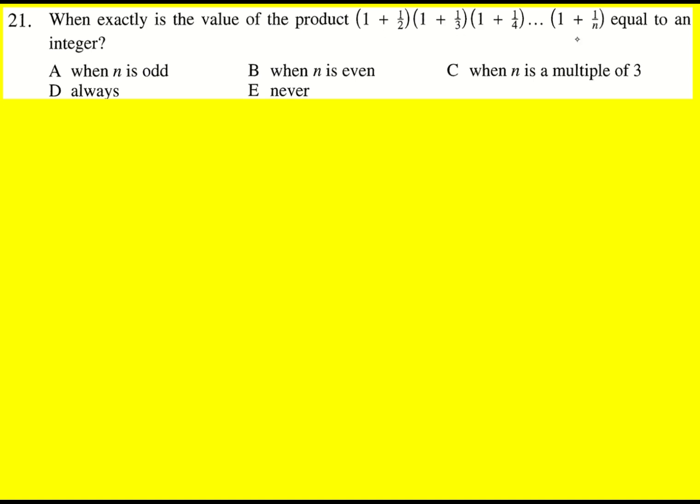When exactly is the value of this product equal to an integer? Note it's going to be different lengths depending on what n is. Okay, the key here is not to start multiplying out or anything, but to add the fractions inside.